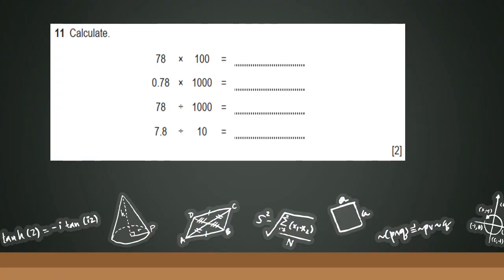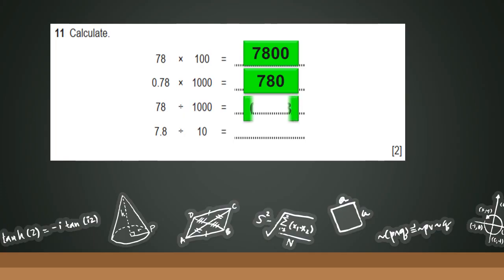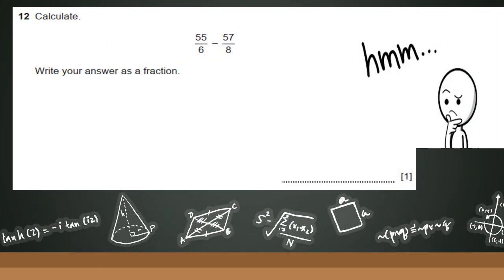Let's multiply 7 times 8, 100. So we just put 78 times 100. We just put the 2 zeros. It will be 7,800. Since here we have a decimal point and we have 3 zeros, we need to move the decimal point 2 steps to the right. So it will be 780 divided by 1000. It means that I need to put a decimal point and have 3 decimal places, so it will be 0.078. 7.8 divided by 10 will be 0.78.